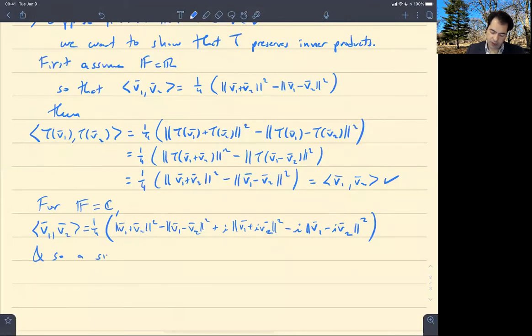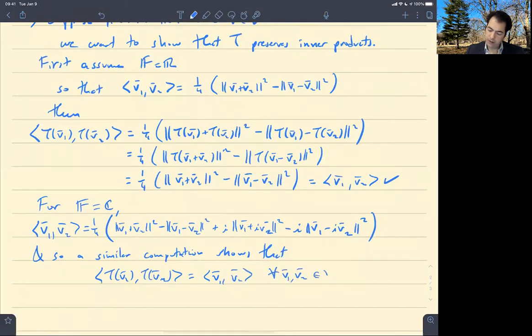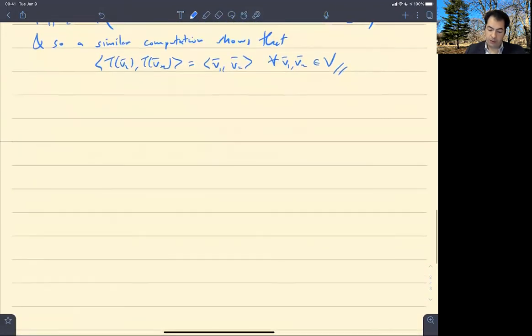And so a similar computation shows that the inner product of T of V1 with T of V2 is equal to the inner product of V1 with V2 for all V1, V2 in the vector space, and so we're done. Okay, I've noticed that I say length a lot more than I say norm. So just know that those are synonyms. I'm using them equivalently.